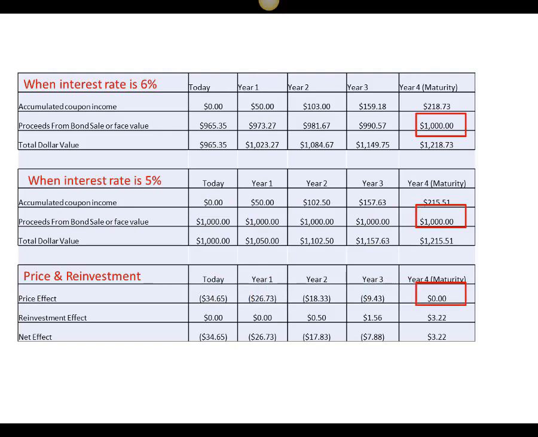Okay? So the net effect of the interest rates rising from 5% to 6%, if we hold the bond for its entire lifespan, or to maturity, is a gain of $3.22. So in this case, the reinvestment effect has a greater impact than the price effect if the bond is held to maturity.